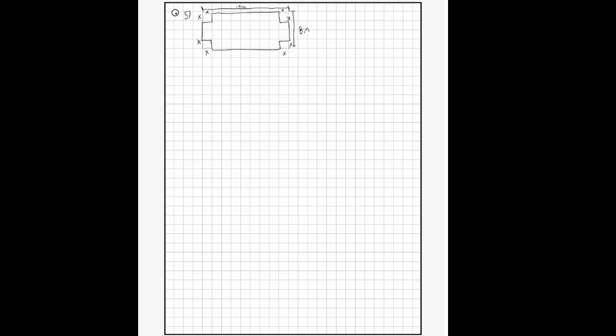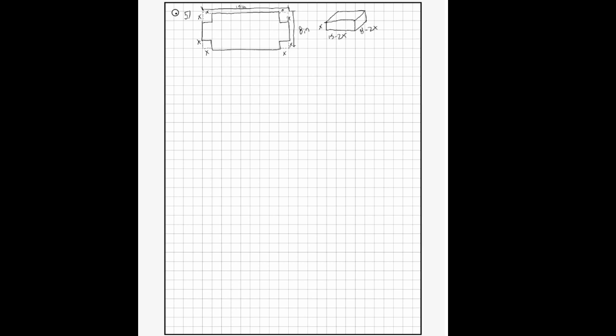So when I look at this box, I'll make a different kind of model. Right there, I've got x. This right here is 15 minus 2x, because it's 15 with 2x on each side. And from this right here, it's 8 minus 2x, because it's subtracting 2x from each side. So 8 minus 2x.